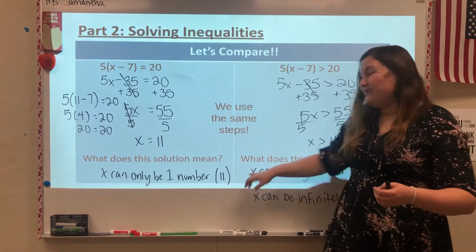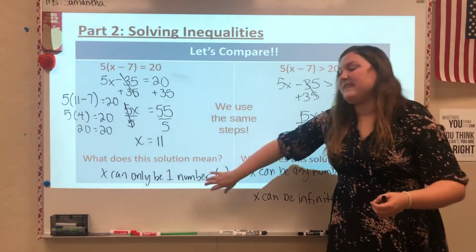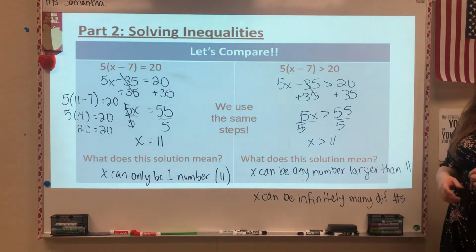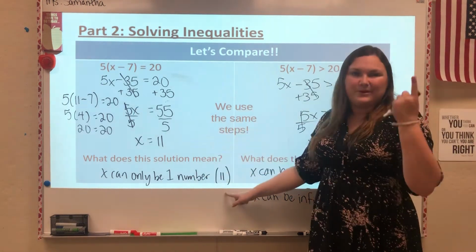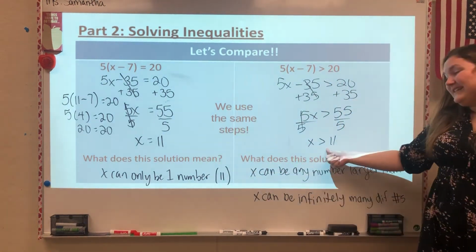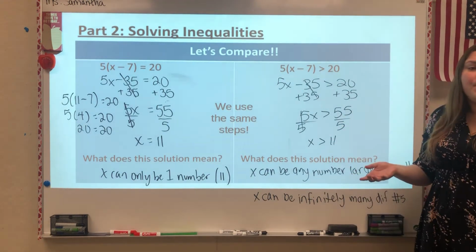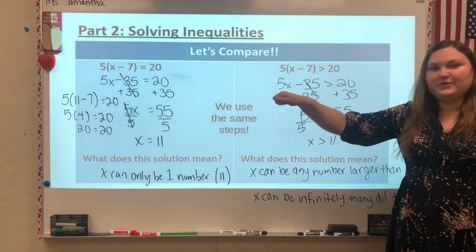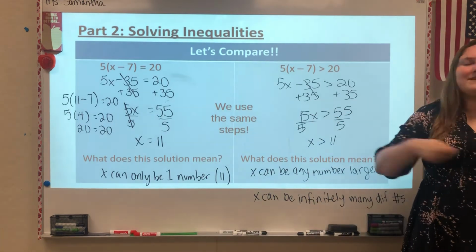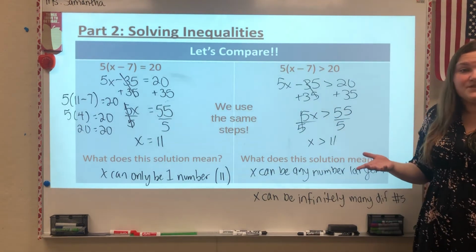So I really want you to know not just how to solve them, but what the difference in the answers is. Equations mean x can only be one number. Inequalities mean your variable can be tons of different options, which is why when we were graphing them earlier, we were shading that in just to show that x could be any of those numbers. There are so many options for it to be.